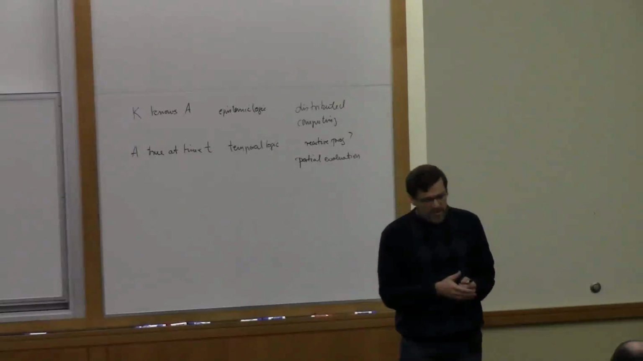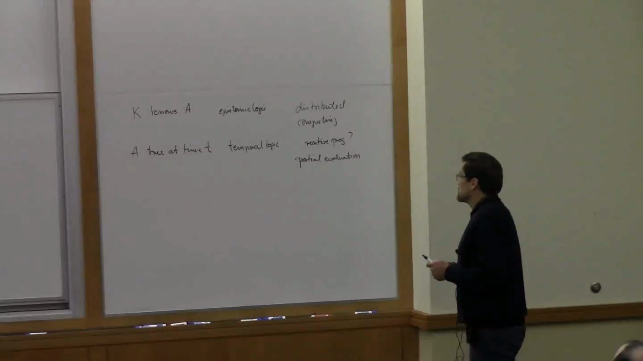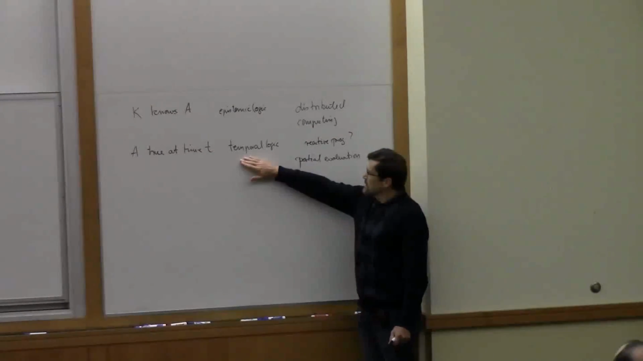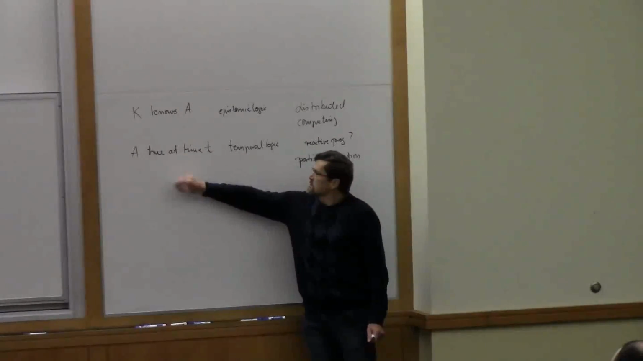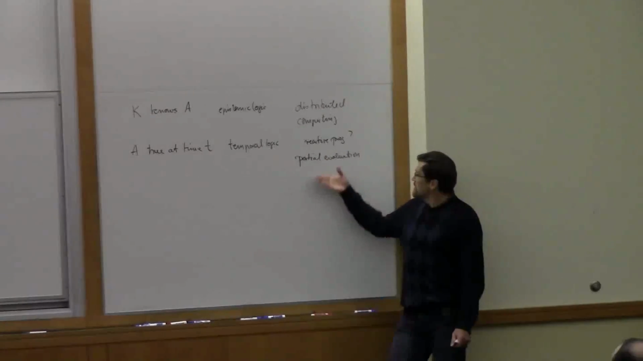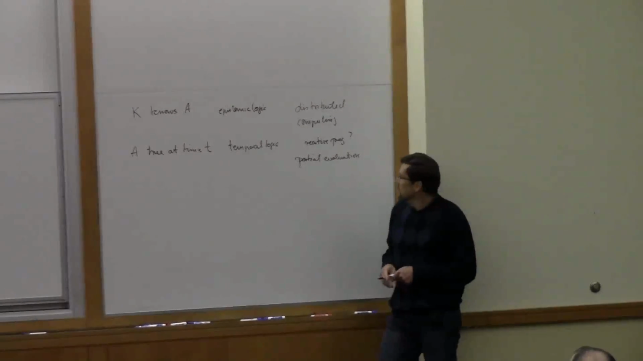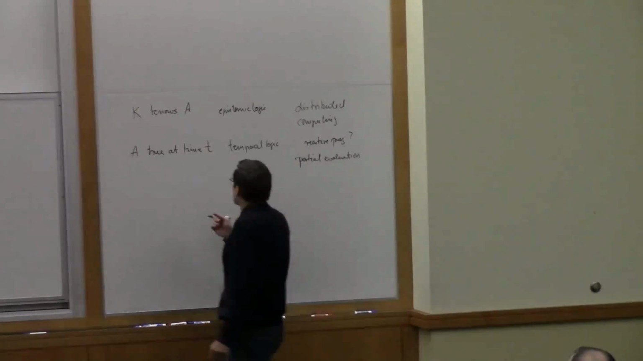You don't evaluate the whole thing at time 0, but you evaluate up to a certain point. So if you just look at what the logic looks like, based on this judgment, A is true at time t, and then you extract from that a programming language, you get a programming language which performs partial evaluation. Okay.